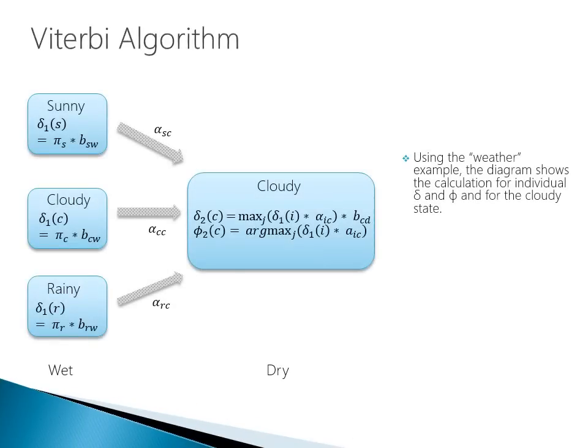Here is an example going through our weather example, like we had done previously with the forward algorithm, that shows the calculation for individual deltas and phi for the cloudy state. The calculation of deltas is similar to the calculation of the partial probability, the alphas, in the forward algorithm.